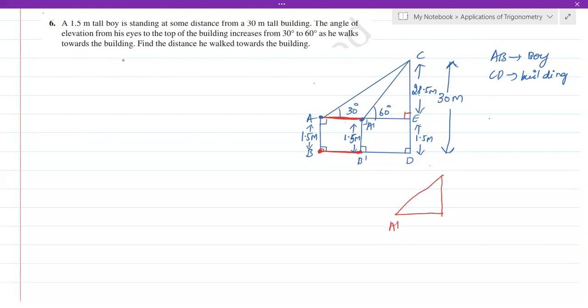Here you got A', here you got C, you got E, and this value is given as 90 degrees, and here you got 60 degrees, isn't it? And CE value is 28.5 meters, isn't it? Now, from the figure, opposite to the given angle of 60 degrees, CE becomes the opposite side, opposite to 90 degrees becomes the hypotenuse, and A'E will become adjacent. Okay, this is one right angle triangle.